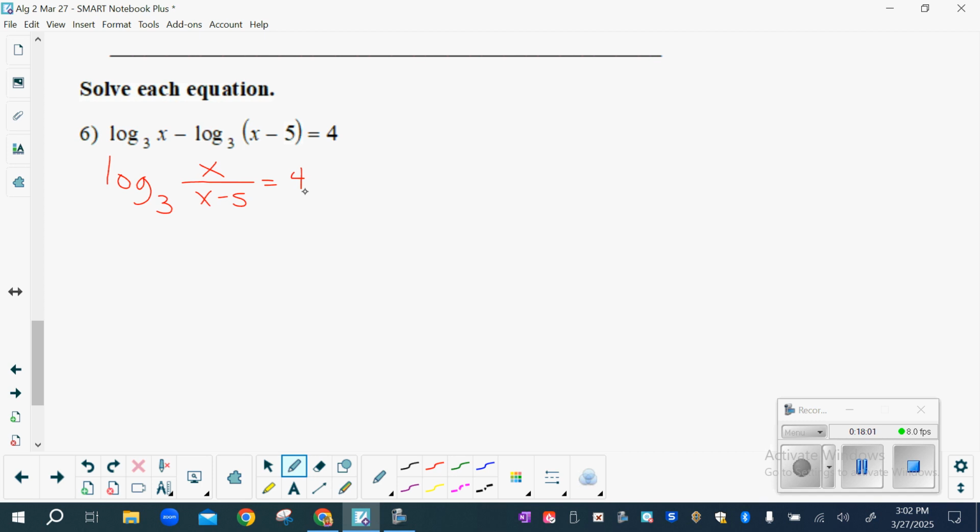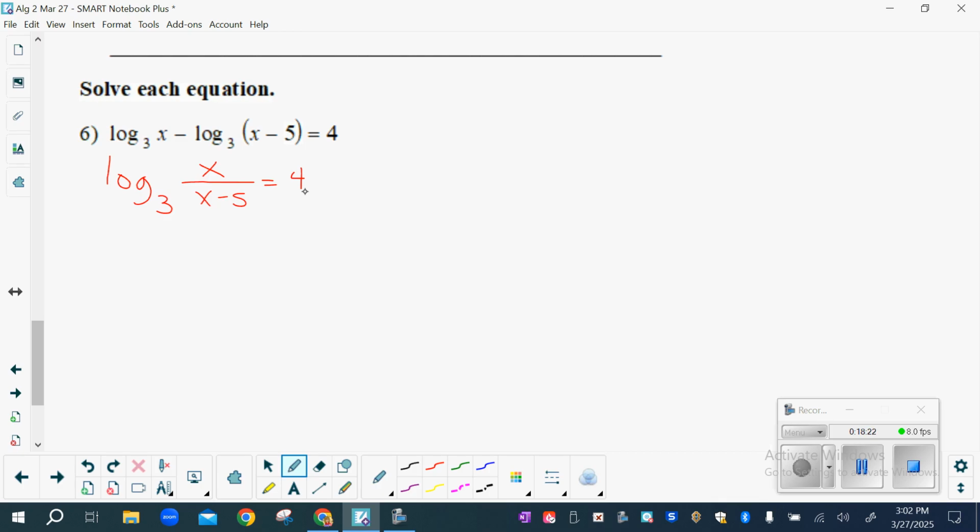So a very common mistake is students want to multiply all the time. So if this were a plus, we would multiply these two. Since it's a minus, that's why we're dividing. And then you know what to do next? Yeah, you just put the 4 where the log 3 is, so it'll be log base 3 equals 4, and then move the x to the other side. Like the x divided by x minus 5.